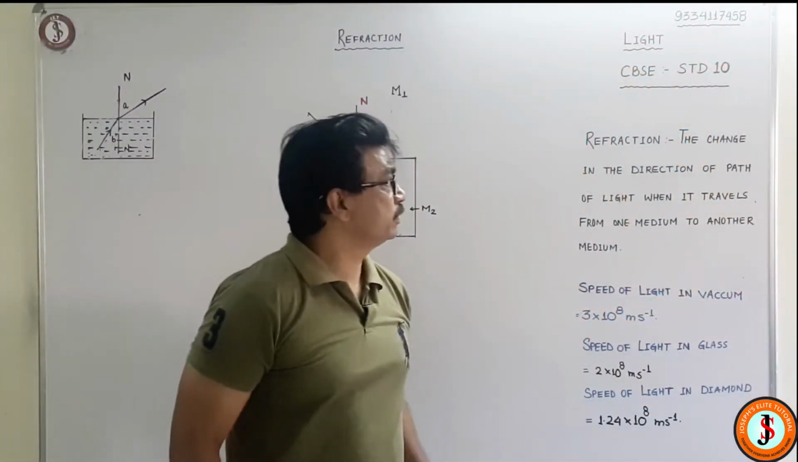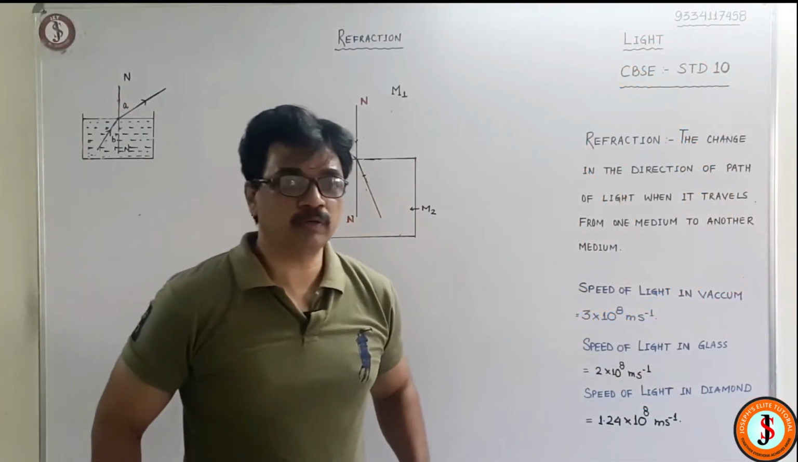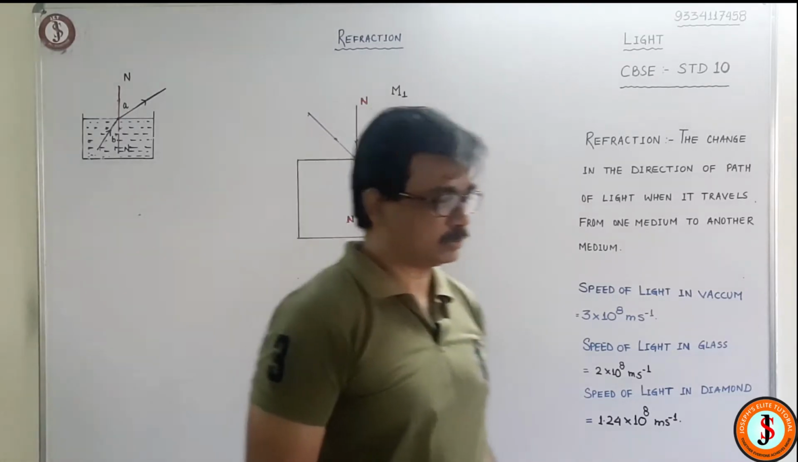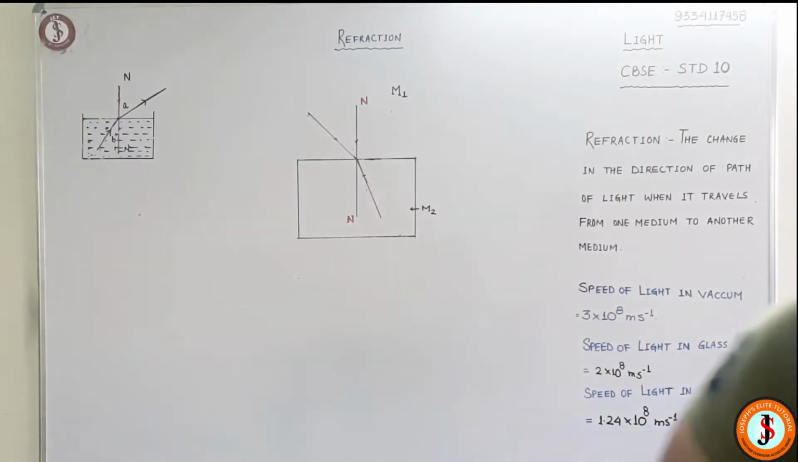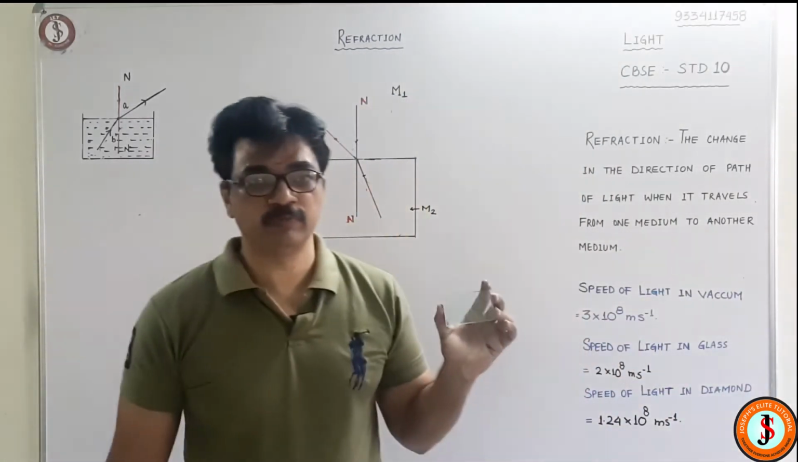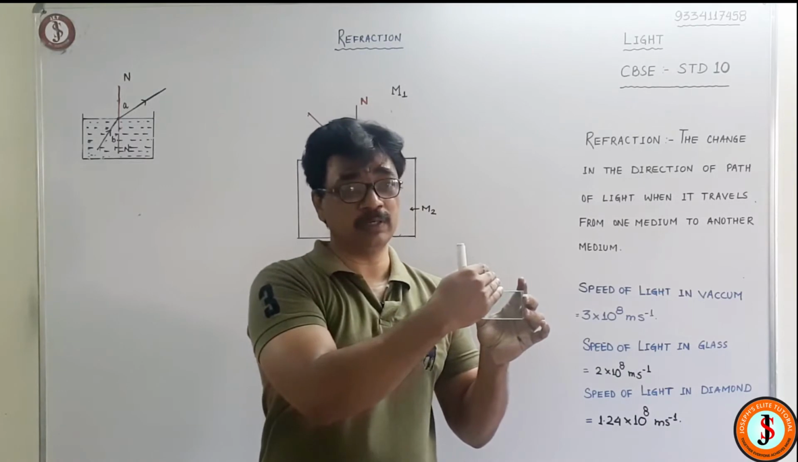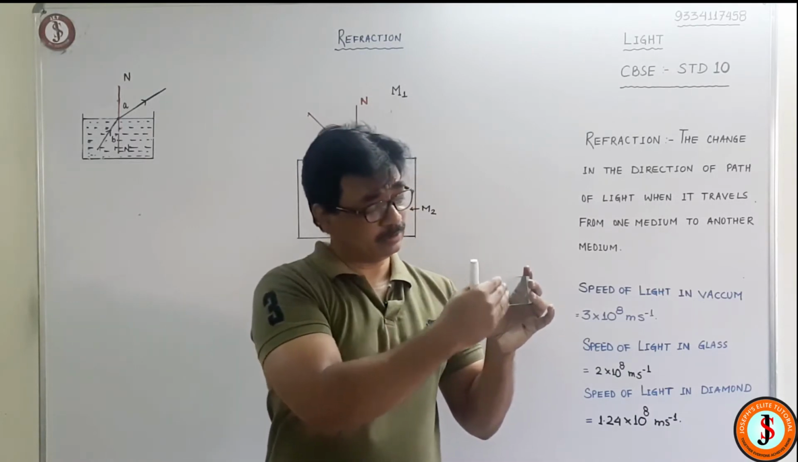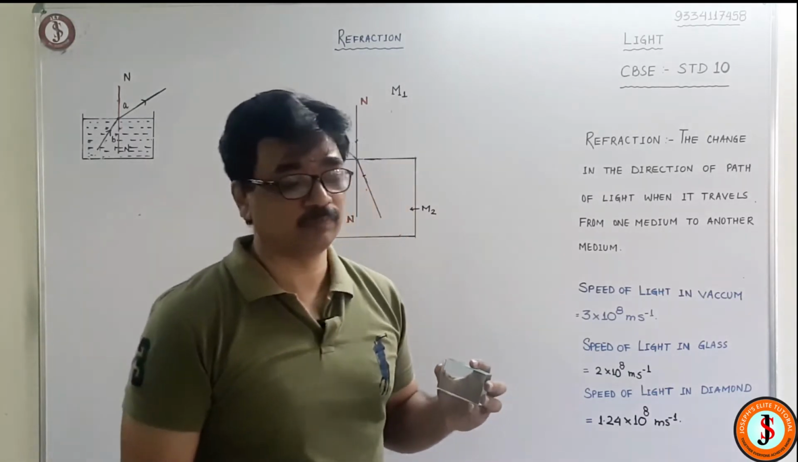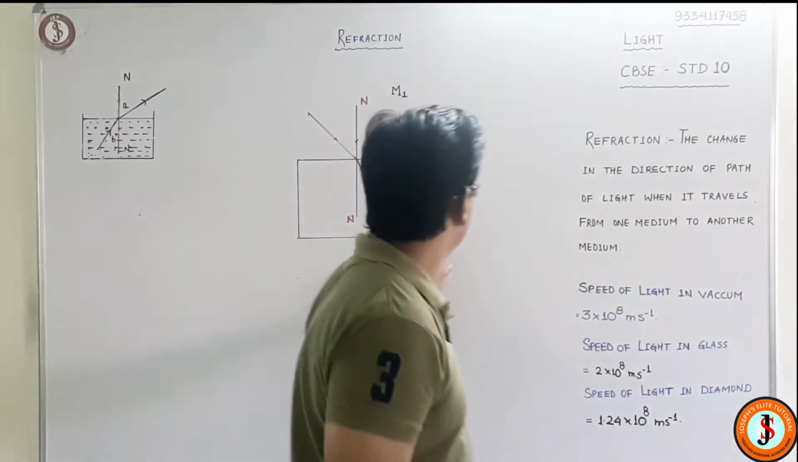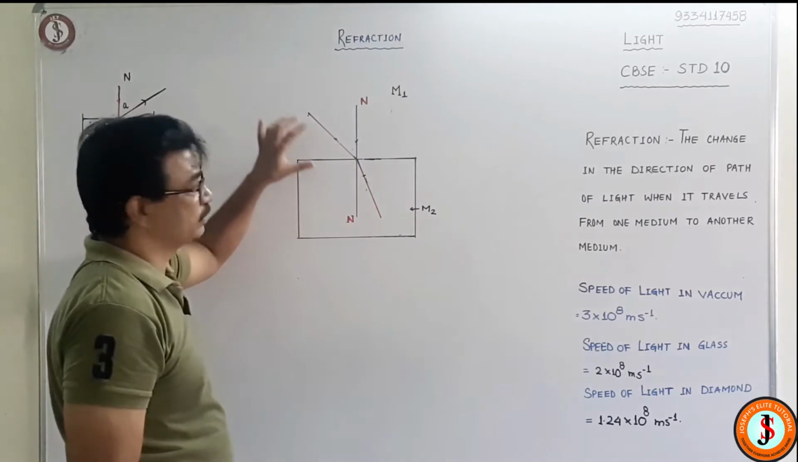Here we are, children, studying a very important topic called refraction. There is a glass slab, and we did an experiment in the previous video where we saw that when a light ray is incident obliquely on a glass slab, it changes the direction of its path.